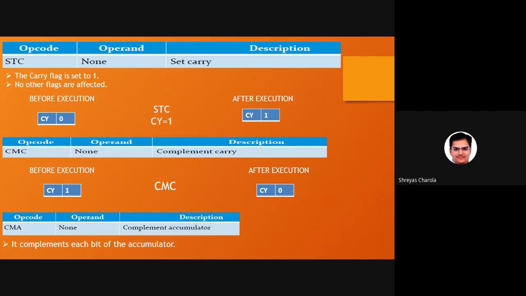Look at the instructions, and if you still have any doubt, let me know. Is it clear, all of you? These are simple instructions. Is it clear?